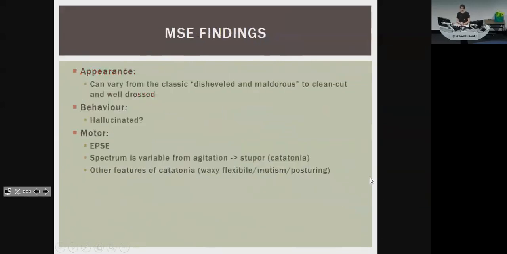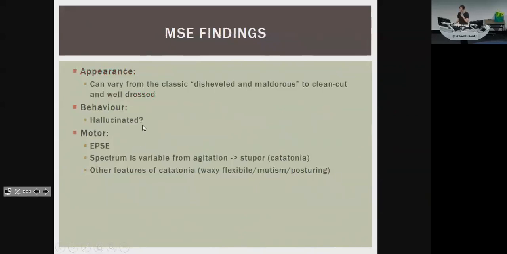The MSE findings are very variable, but in general, their appearance can vary anything from that disheveled and malodorous look that we associate with that disorganized subtype of schizophrenia, right through to people who are very well dressed. I've seen patients with schizophrenia who've come from full-time jobs wearing suits. So we shouldn't really be stereotyping them into the young, disheveled, smelly type. It's highly variable.